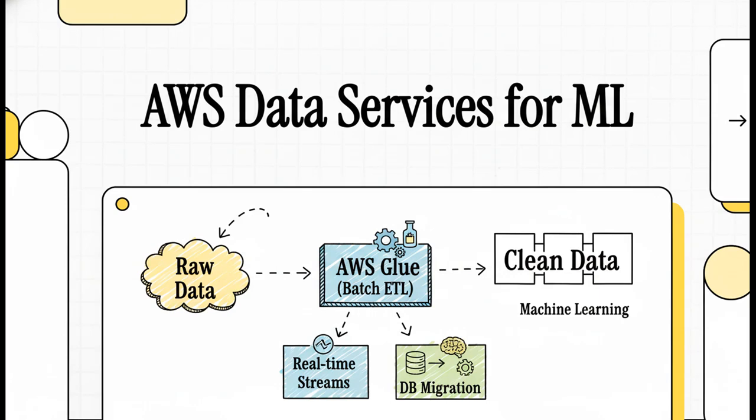All right, let's talk about data. You know, that raw, messy stuff we have to turn into the lifeblood of any machine learning model. Today, we're diving into the AWS toolkit that makes all of that happen. Ready? Let's get into it.